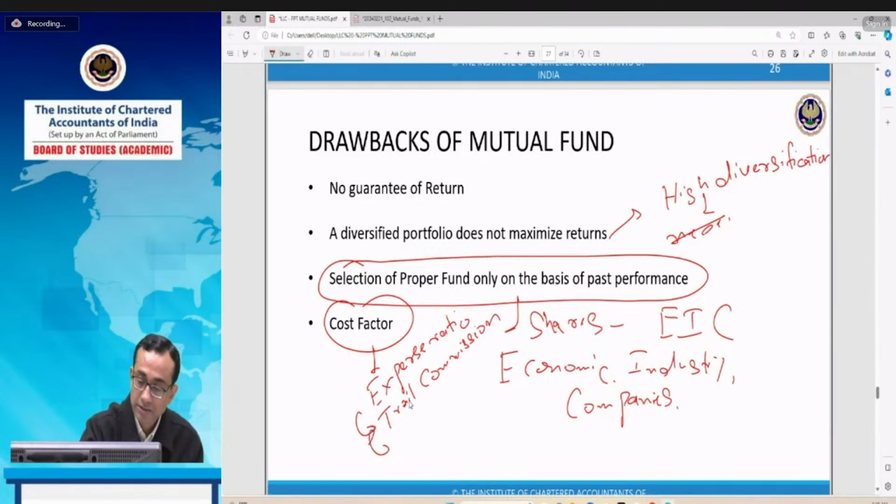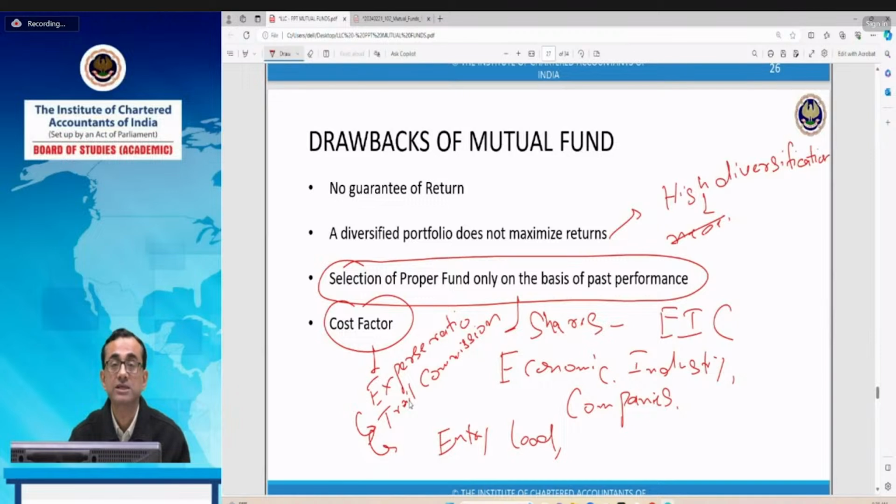And there are, you can say, entry and exit loads. Entry load means if one is entering into a particular fund, then certain expenses are charged, which is called entry load. And there is exit load also, because if an investor exits from the mutual fund before a particular period, then the mutual fund charges certain expenses, which is called the exit load.